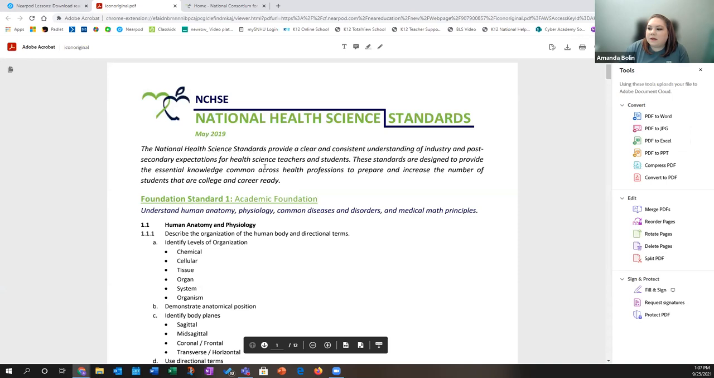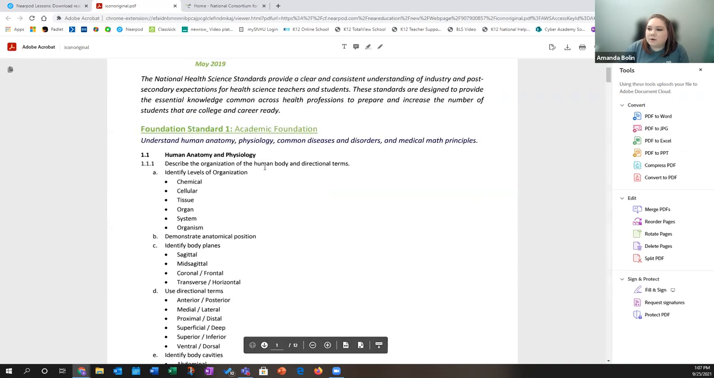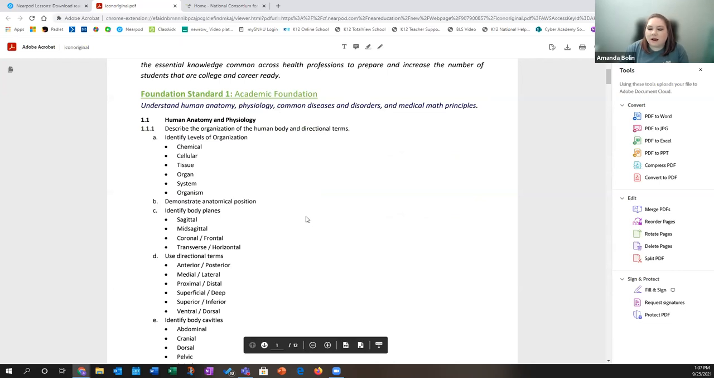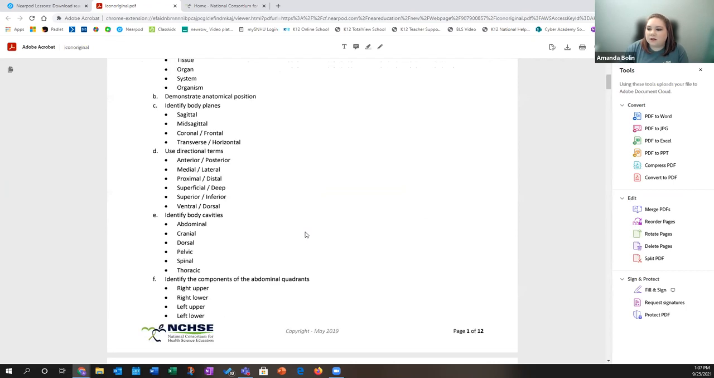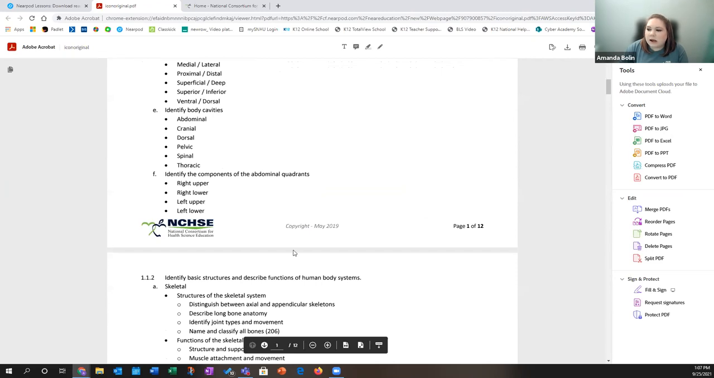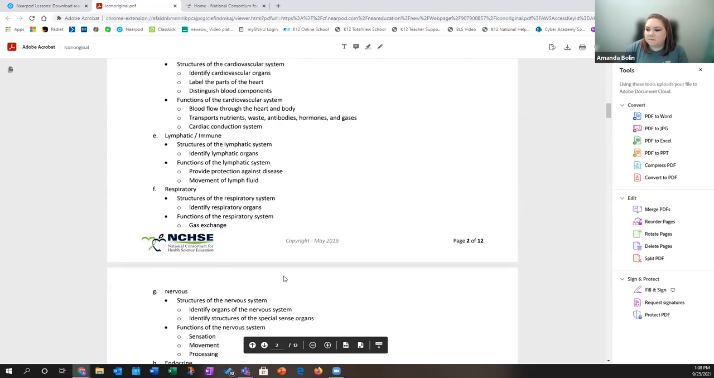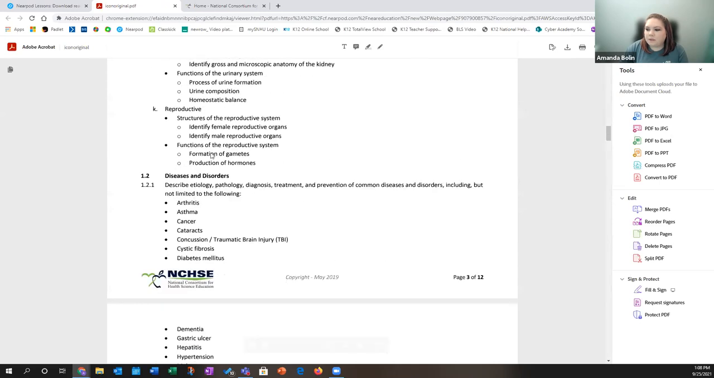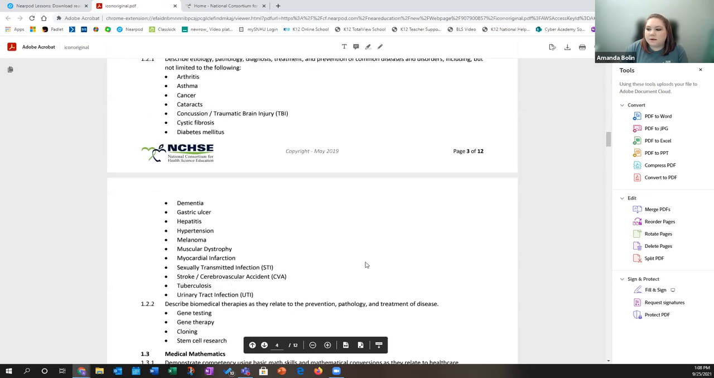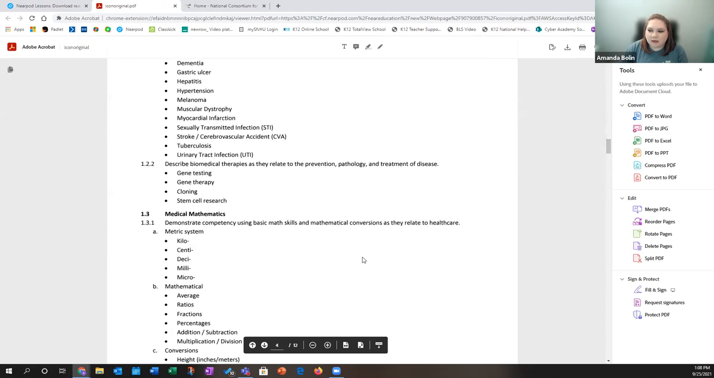Okay, so it goes by standards. The first standard is the academic foundation. If you teach an anatomy and physiology class here in South Carolina, it's like health science 3, but I know that changes throughout the country. This is where you would find most of your anatomy and physiology things. You see here there's identification of levels of organization, the anatomical position and all of that good stuff. If you save this, then you can look at it later. It goes through what the industry thinks we should be teaching these students: muscular system, integumentary, all the different body systems. It goes through a few diseases and disorders that we should mention, and then of course, medical math, because everybody loves math.